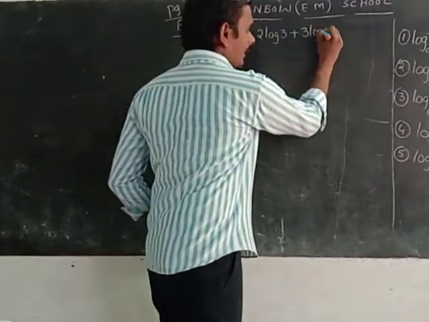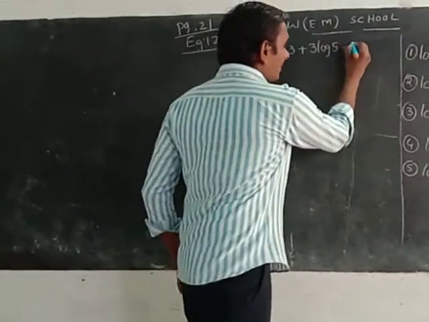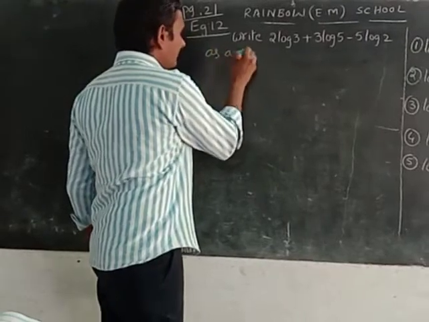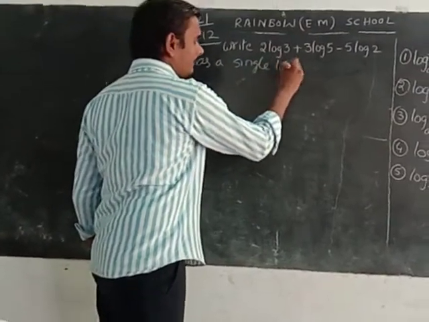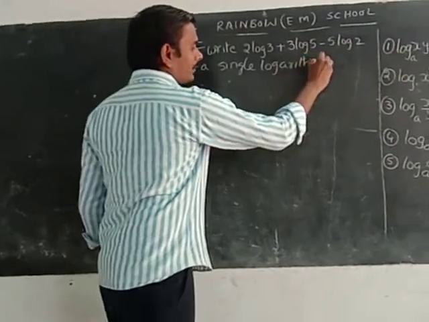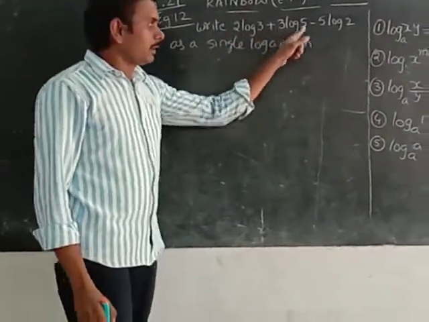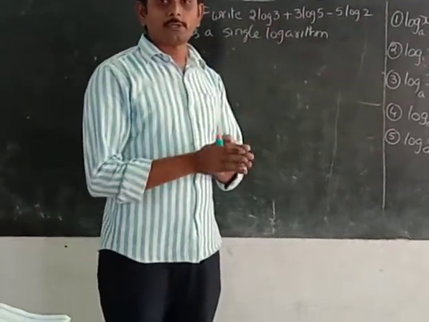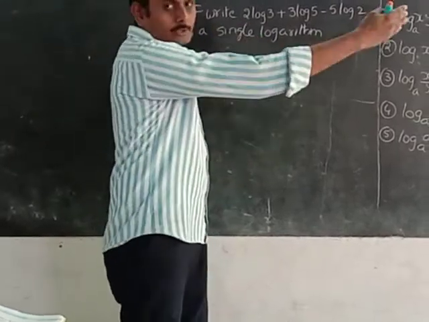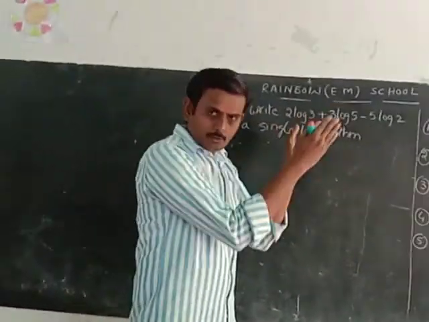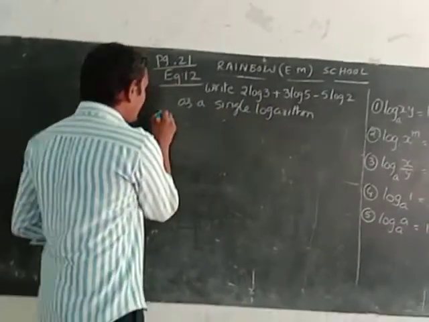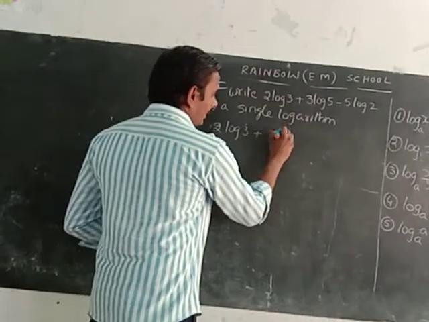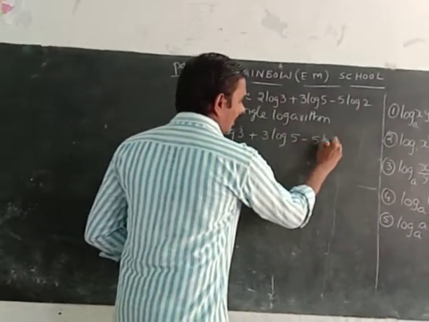Write 2 log 3 plus 3 log 5 minus 5 log 2 as a single logarithm. In the previous question, a single logarithm was given to us and we expanded it. But here the expanded form is given to us, and we have to write a single logarithm. Solution: 2 log 3 plus 3 log 5 minus 5 log 2.